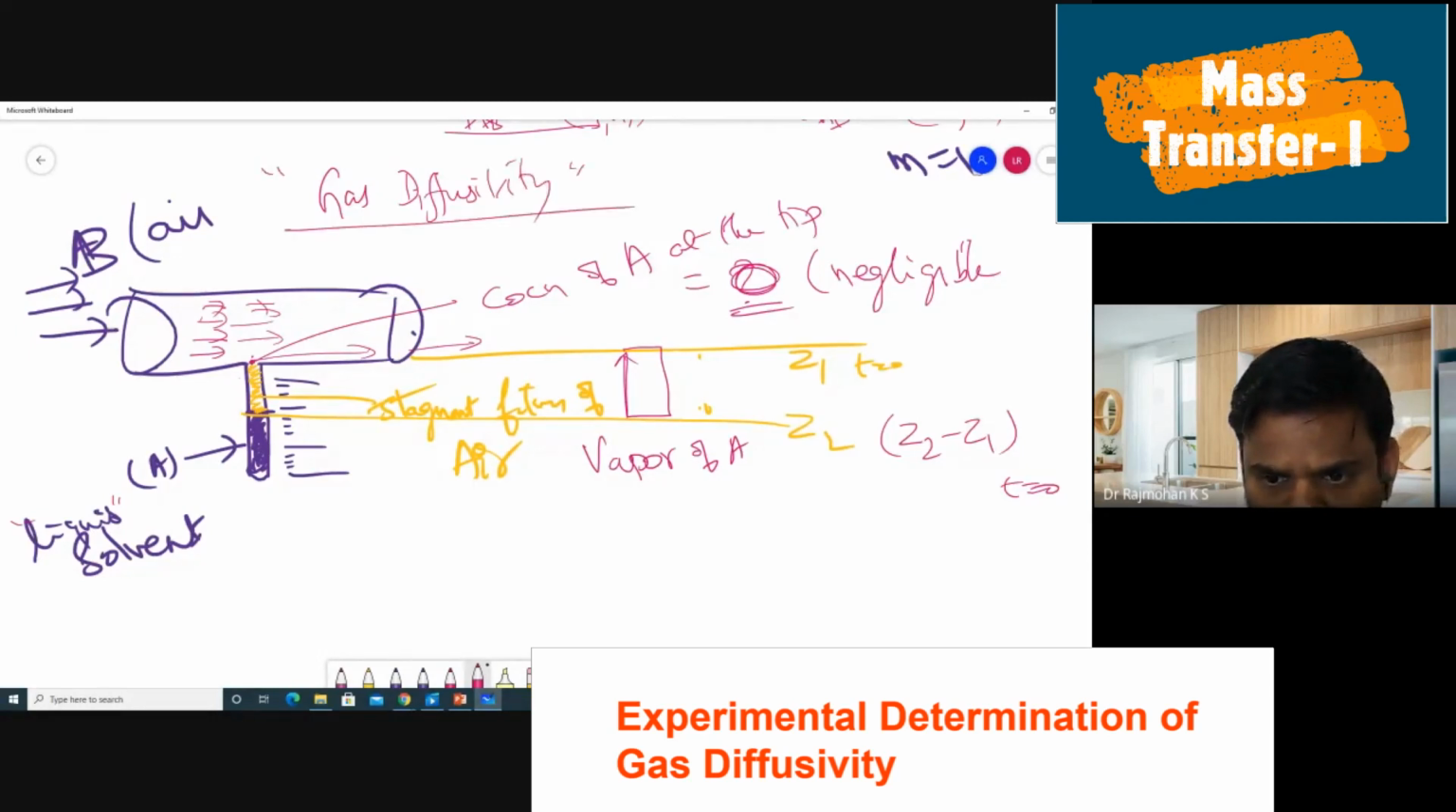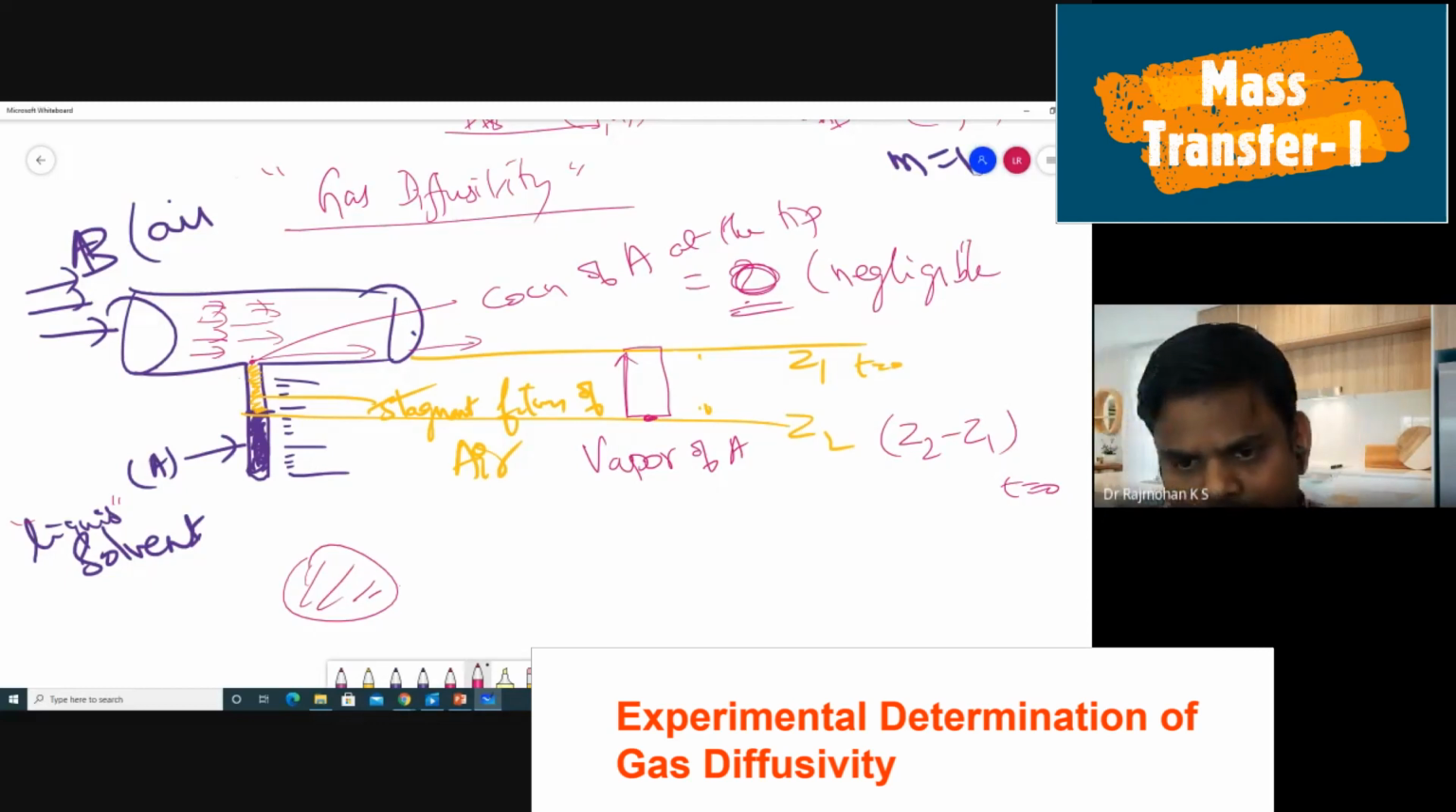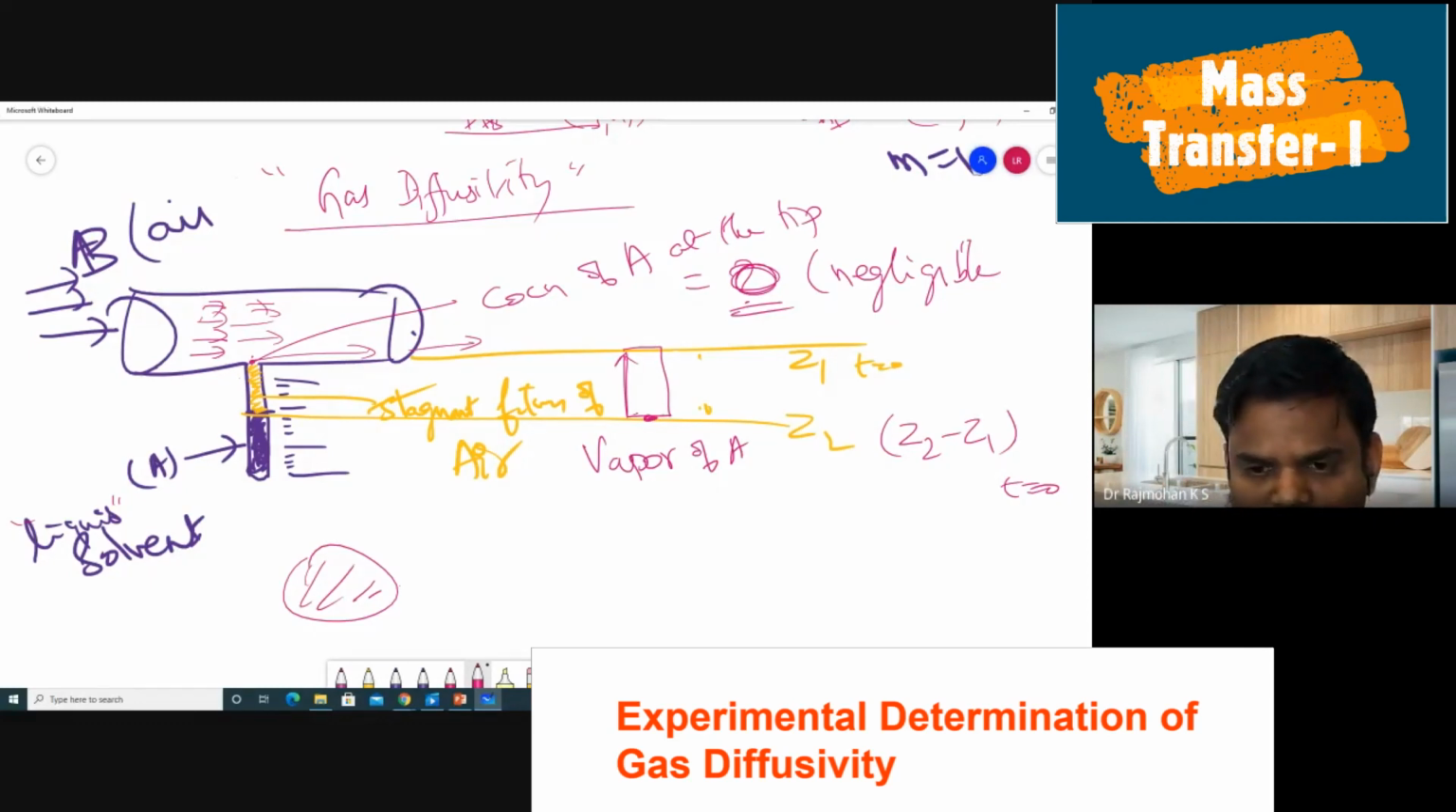Okay, so we have vapors of A at this location. At the surface, we have liquid becoming vapor. So whatever vapor is coming out of the liquid here, similar to the earlier case, what is the condition? A is diffusing across a thick film of B. So, thick stagnant film. That means we are considering a distance Z2 minus Z1. So this is our distance, and the concentration at the surface is 1.